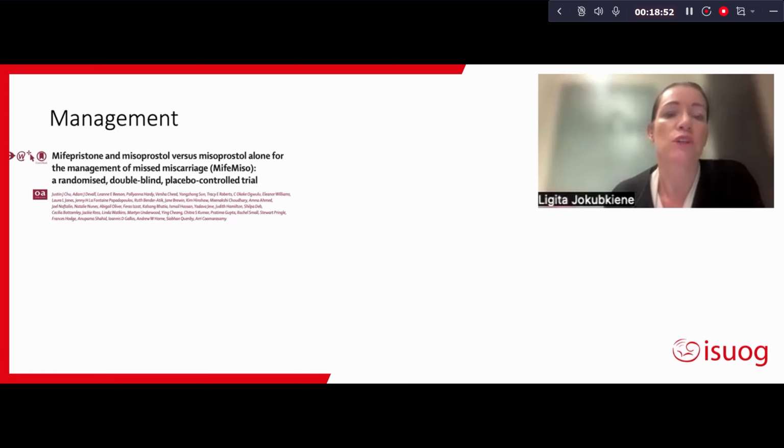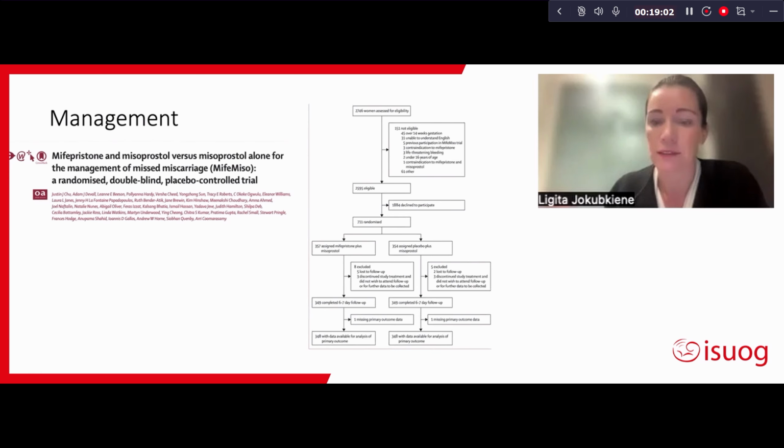And just to show you very shortly, a randomized double-blind placebo-controlled trial where mifepristone and misoprostol was used versus misoprostol alone, and in total 2,746 women were assessed for eligibility, randomized total is 711, and with primary outcome available 348 in each arm.